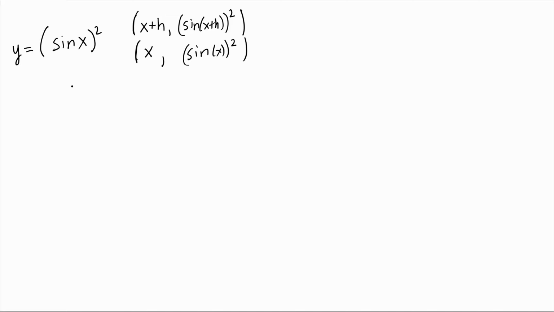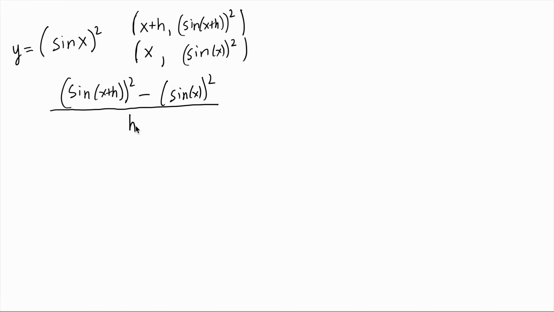So we have sine of x plus h quantity squared minus sine of x quantity squared, and all of that is over the run, so x plus h minus x, which is just h. And we're computing the limit of this as h approaches 0.